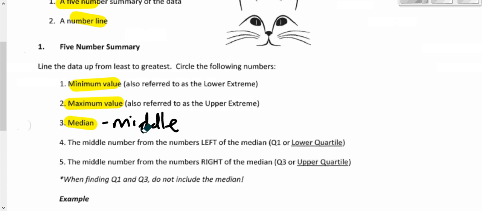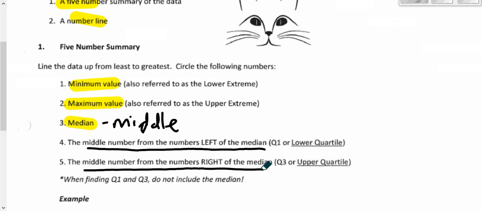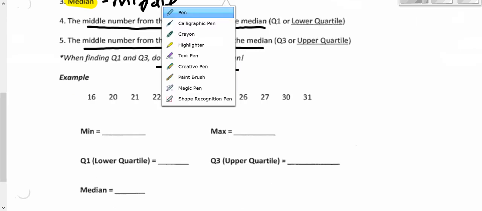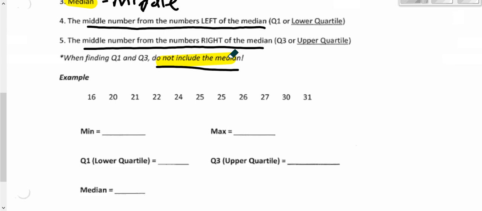After you find the median, we find Q1, or the lower quartile, and Q3, which is also called the upper quartile. Q1 is the middle number from the numbers to the left of the median. I'm going to show you what that looks like in just a minute. The upper quartile, or Q3, is the middle number from the numbers to the right of the median. It's really important that we list our numbers from least to greatest and make sure we have all of them when finding Q1 and Q3. I'm going to show you a way to remember that we do not include the median when finding Q1 and Q3. That's really important for you to remember.